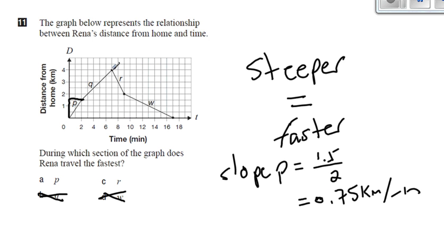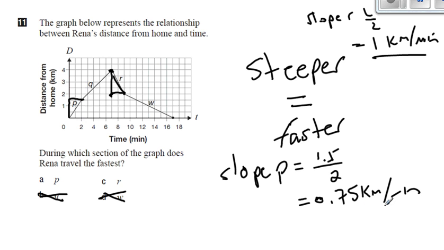The slope of R, let's see, I go from here to here and then over. So this went from 4 to 2, so this is 2 over 2. So the slope of R is 2 over 2, which is 1 kilometer per minute, which is faster than 0.75 kilometers per minute. So the answer is C. So again, the steeper the slope, the faster that line segment represents.